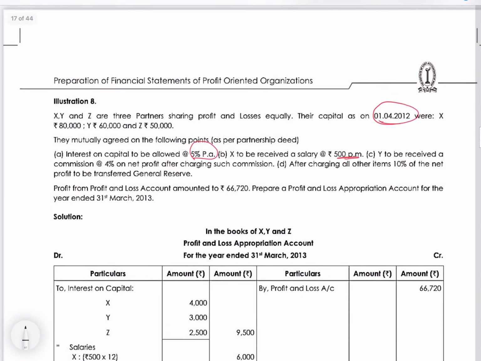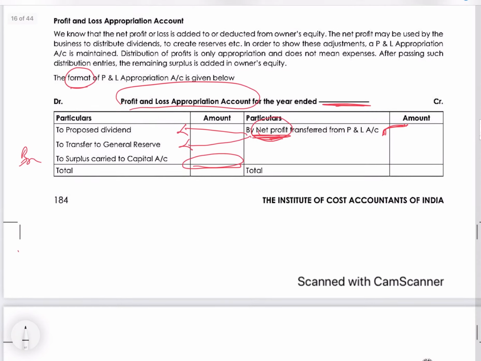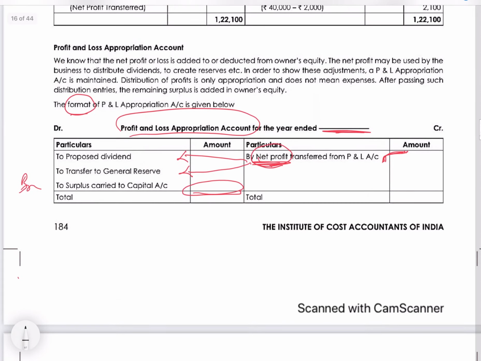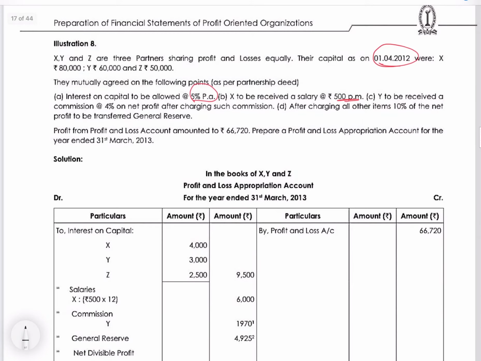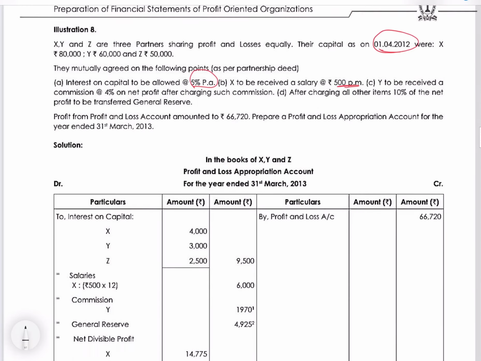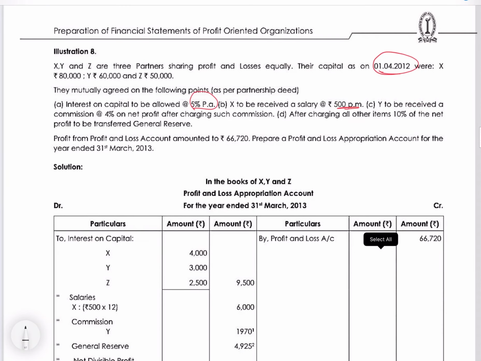So you will find this for entities other than companies, because the company format doesn't include a P&L appropriation account. Okay, we'll do the illustration. Illustration 8, page number 185, study material, financial accounting.